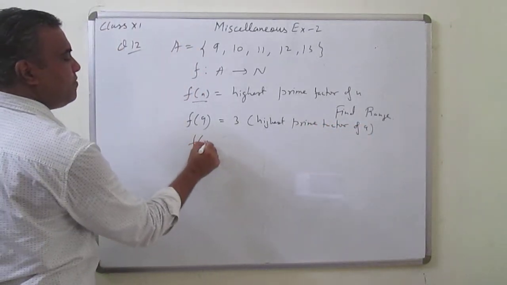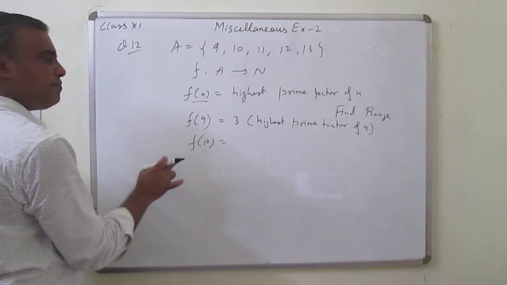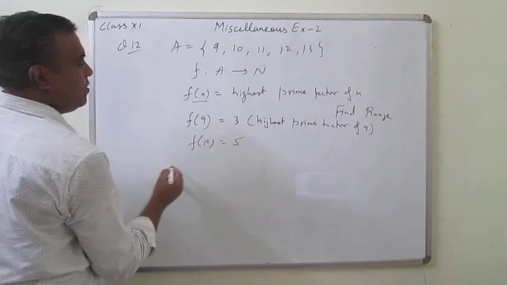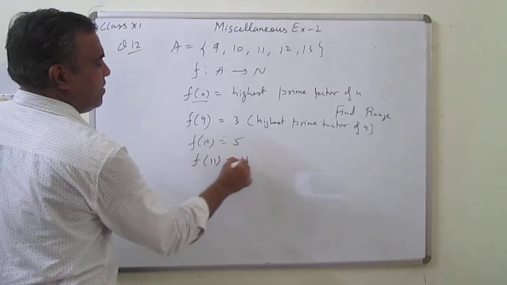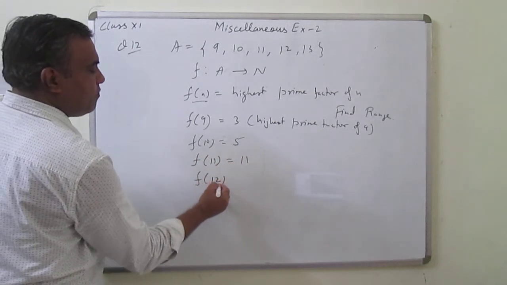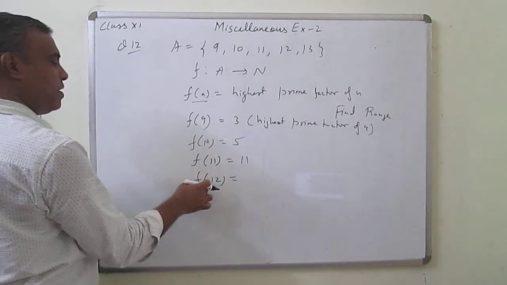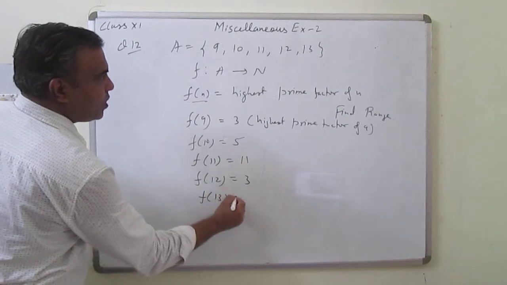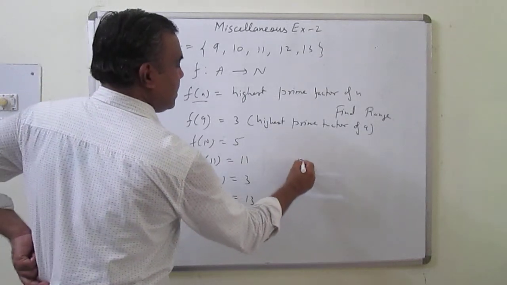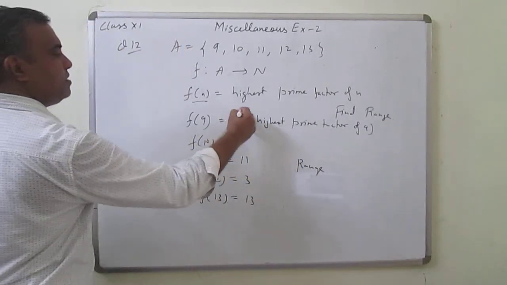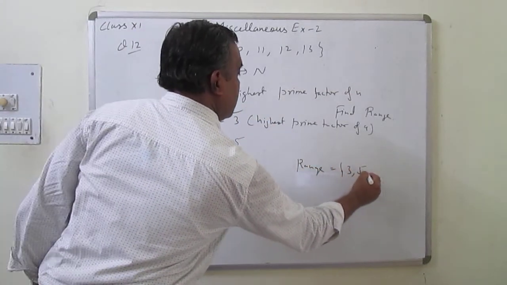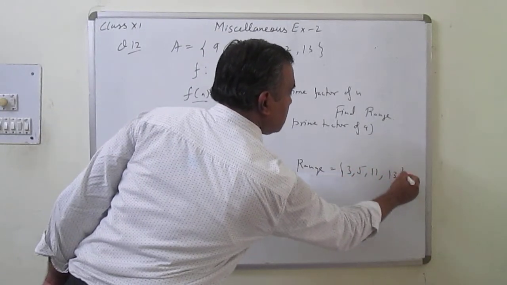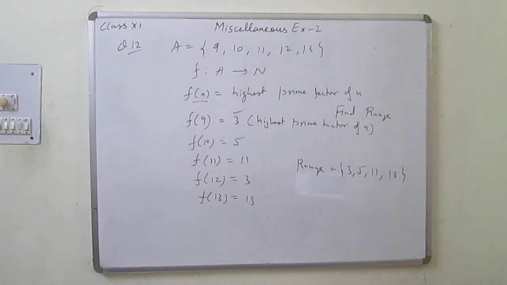What is the highest prime factor of 10? It is divisible by 2 and 5, and the highest is 5. The highest prime factor of 11 is 11 itself. For 12, it is divisible by 2 and 3, and the highest is 3, not 5. The highest prime factor of 13 is 13. So the range is {3, 5, 11, 13}.